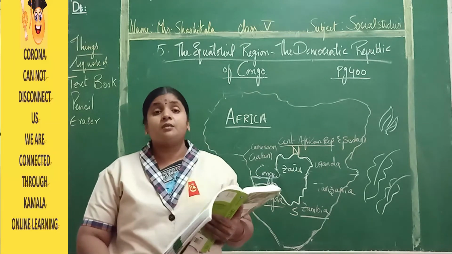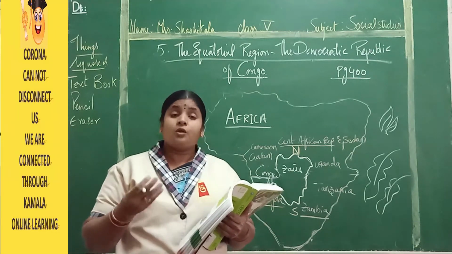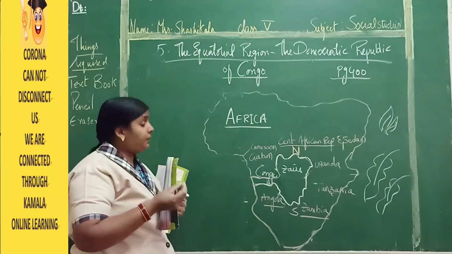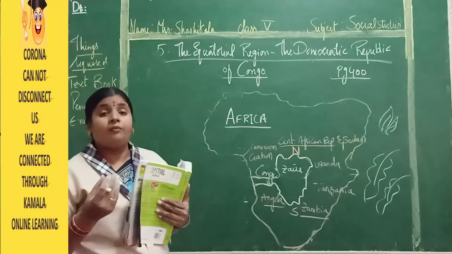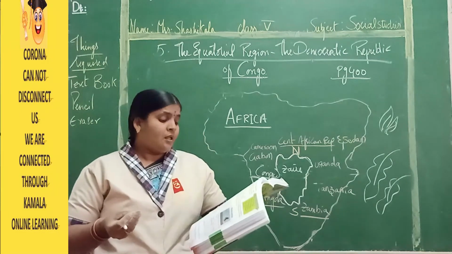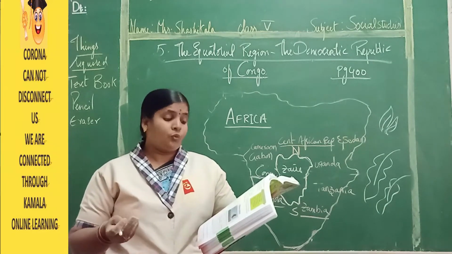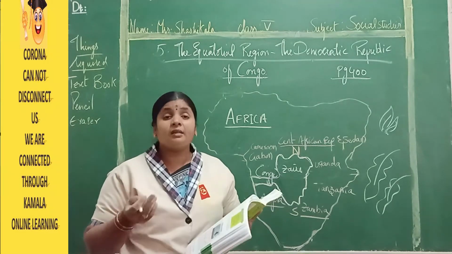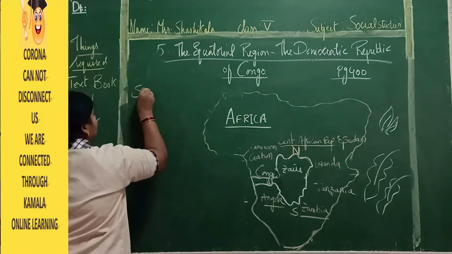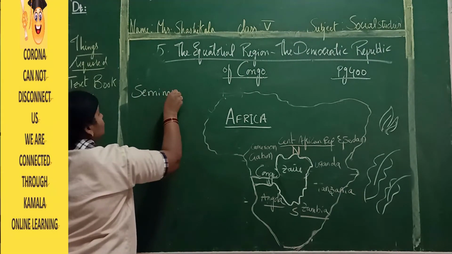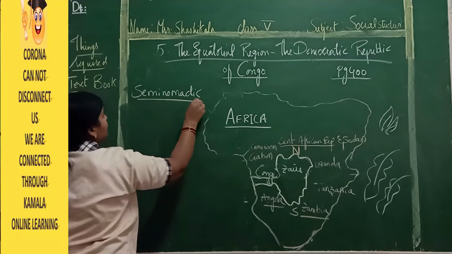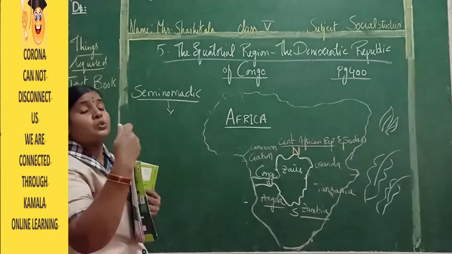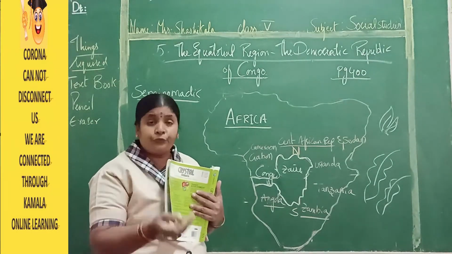Now, the main tribes. Just as we have the Koyas and Gonds, in the same way here also there are different tribal people living in the Congo, and for them there are different names. They are Pygmy, Bantu, Yanomami and Kuli. Most of the tribes follow a semi-nomadic lifestyle. Nomadic means moving. What's semi-nomadic here? The people will move from one place to another place in search of food.